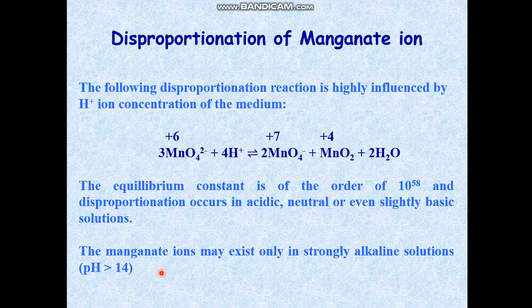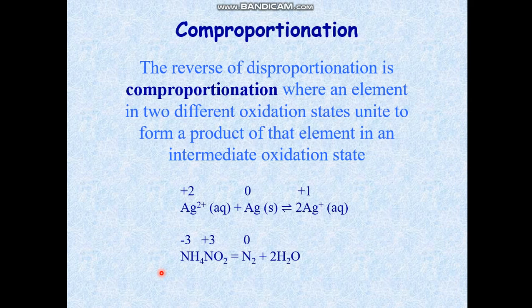Now come to the comproportionation reaction. This is actually the reverse of the disproportionation reaction. You can see the examples here, where +2 silver and 0 silver combine to form +1 silver. On the other hand, in the same compound, nitrogen is existing in two oxidation states, -3 and +3. They combine with each other to form nitrogen in the oxidation state 0.